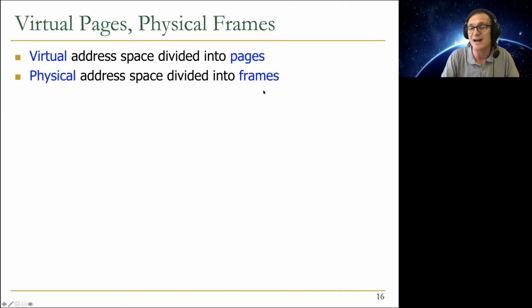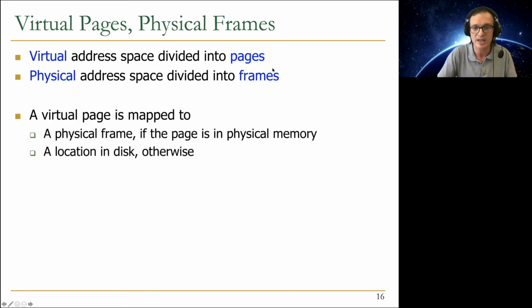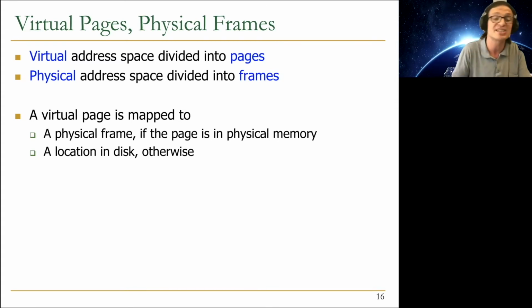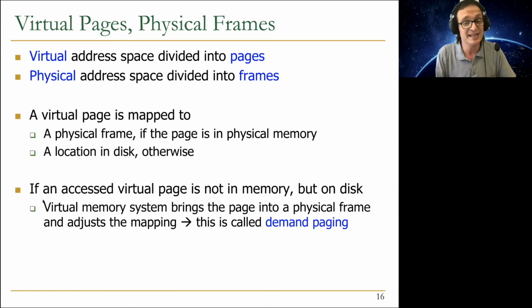Physical address space is divided into equally sized pages. These can be called frames. We're going to call them pages also in this case. You can call them both. A virtual page is mapped to a physical frame in the page table if the page is in the physical memory, or it's mapped to a location in disk otherwise, right? If the virtual page is not referenced and the physical memory is not allocated, then it's in disk. If an accessed virtual page is not in memory but on disk, the virtual memory system brings the page into a physical frame and adjusts the mapping.